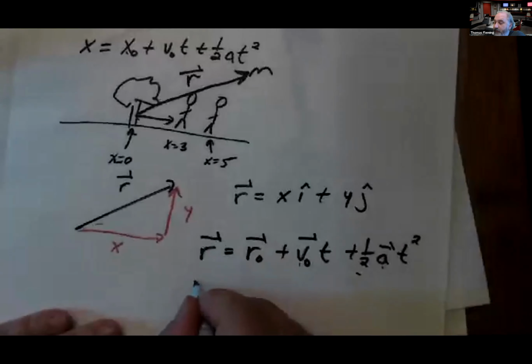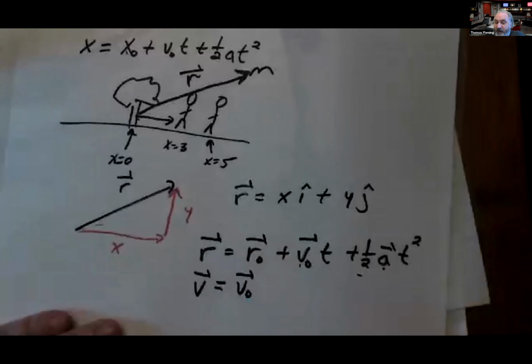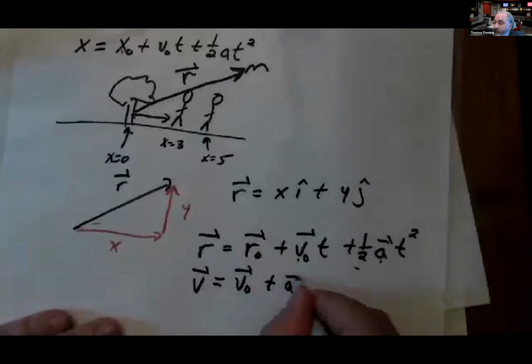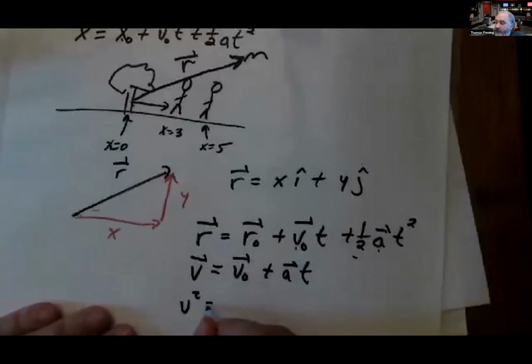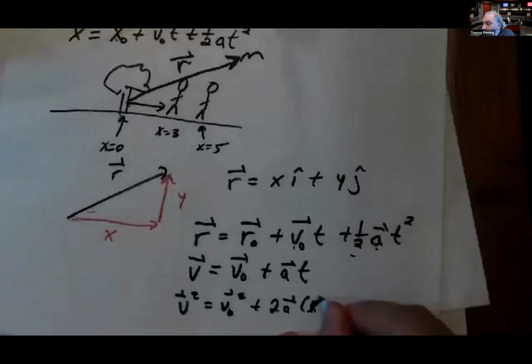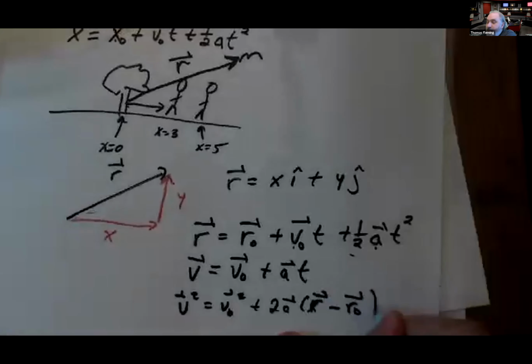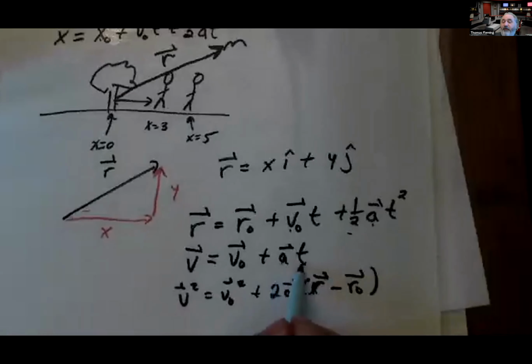So I can say that v final, the vector, equals v initial, the vector, plus the acceleration vector times t. I could do the same thing with v final squared, oops, I'm replacing x with r, excuse me. So it'd be r final minus r initial. So bottom line is I've got places where I'm multiplying vectors times scalars. We know how to do that. All those same equations of motion are going to still work.